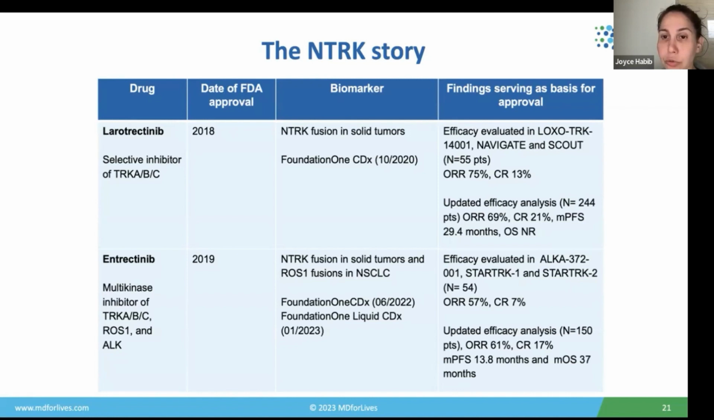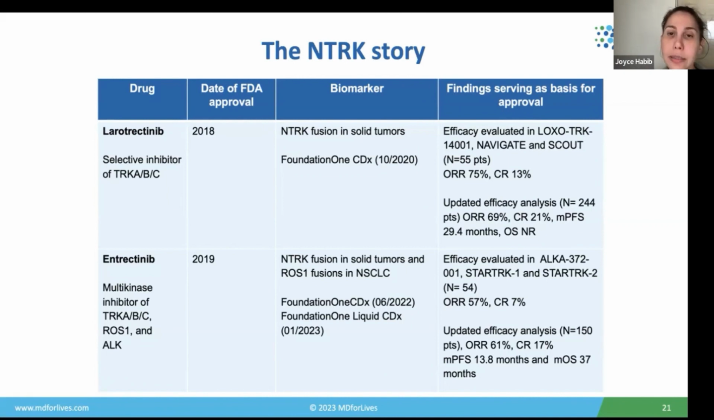The overall response rate for larotrectinib was 75% with a CR rate of 13%, and a response rate of 57% with a CR rate of 7% for entrectinib. Again, the PFS was also different between these two agents, with a median PFS of 29.4 months for larotrectinib versus 13.8 months for entrectinib. Now, if you think about it, maybe larotrectinib looks like it's more effective than entrectinib.